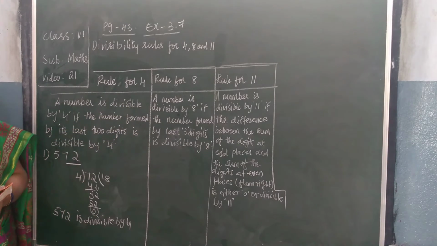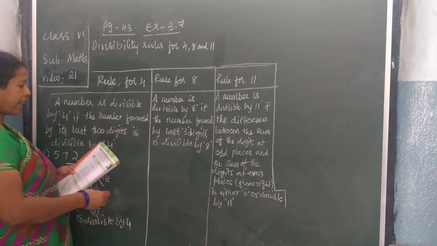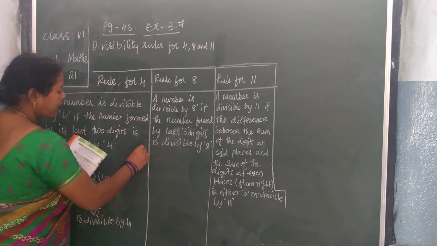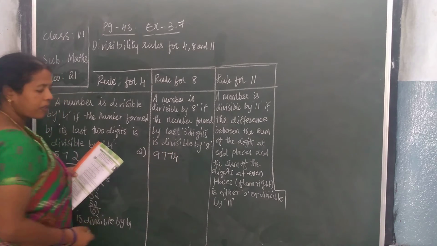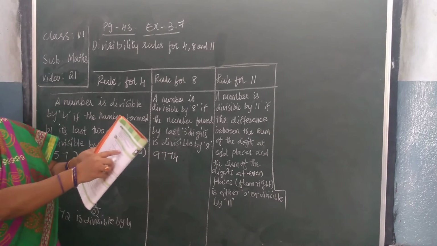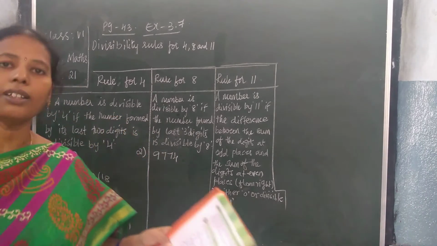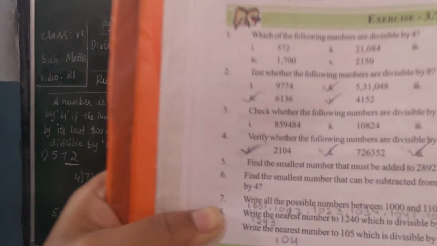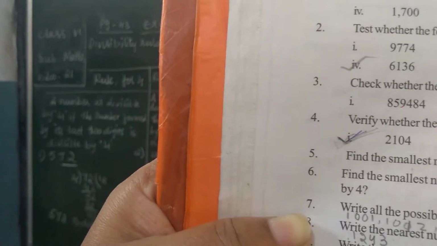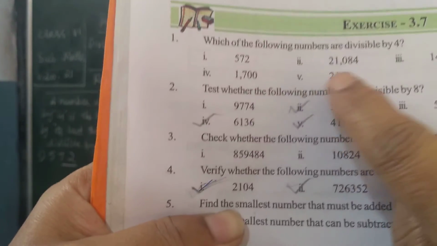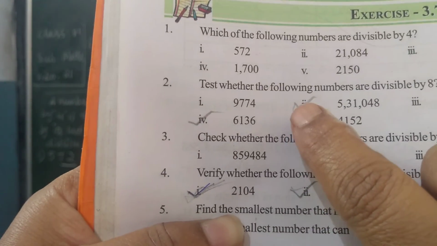What is the divisibility rule for 8? Now, what is the second question, children? In this second one, the question is 9774. Same from exercise 3.7. See, children, from exercise 3.7 I have taken 9774. I am putting my finger and showing no children. Second one, third one, fourth, fifth one you have to do for homework, in the same way.